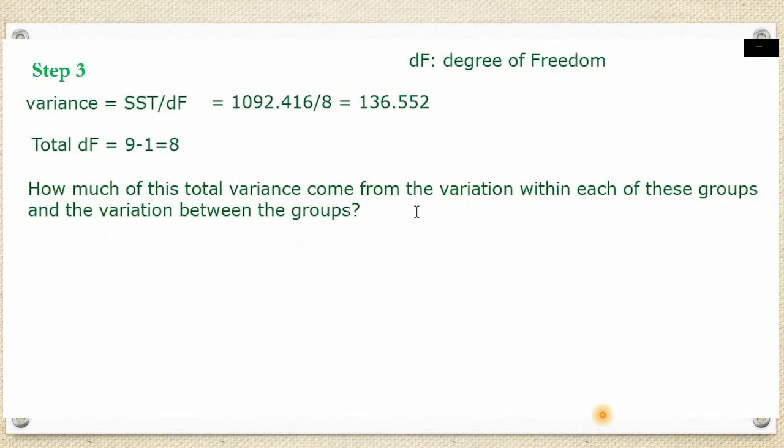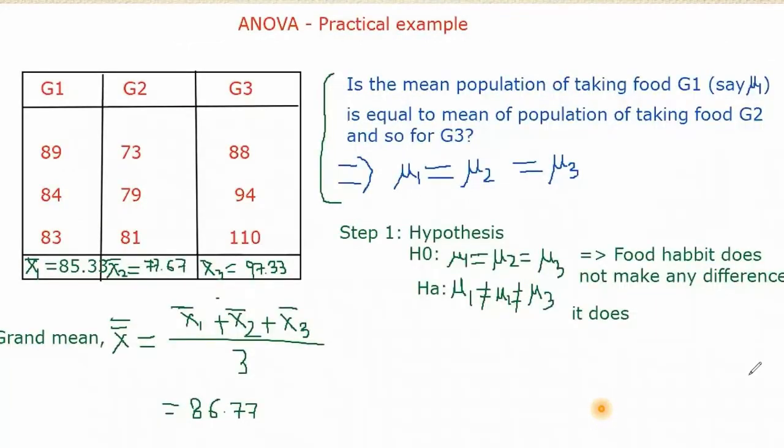Now what is the degree of freedom? Degree of freedom is n minus 1, where n is the number of items in a sample. Why? Because in the case of a mean, if you know two items in a sample, you can evaluate the third item because you know the mean. So the degree of freedom in this case will be n minus 1. Here I have 9 items in total. For the grand mean I have 9 items, and if I know 8 of them, I can evaluate the last one.